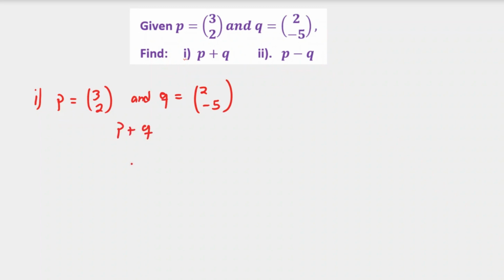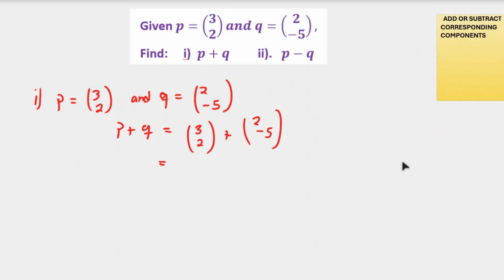So we can do substitution straightforward, right? That's going to give me the vector P equal to 3, 2. The operation is addition, and the vector Q is 2, negative 5. So what do we do next? Remember the condition that we are going to use. We add or subtract corresponding components. So that is what we are going to do.